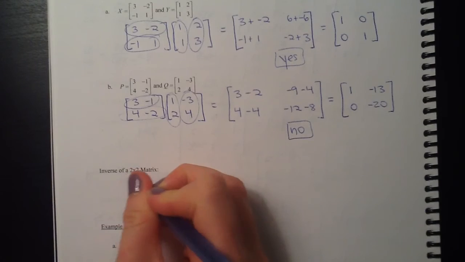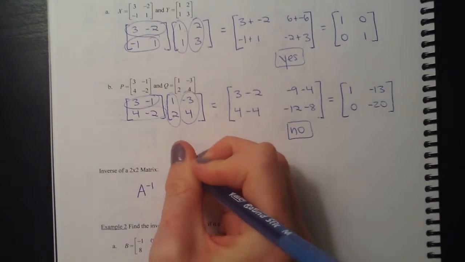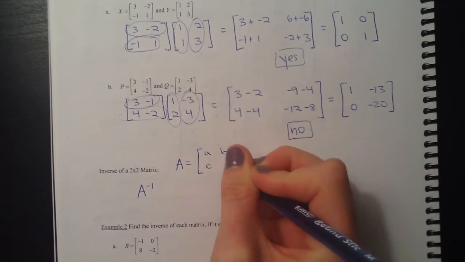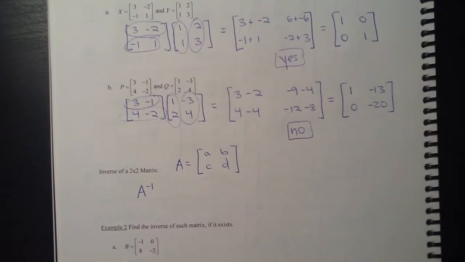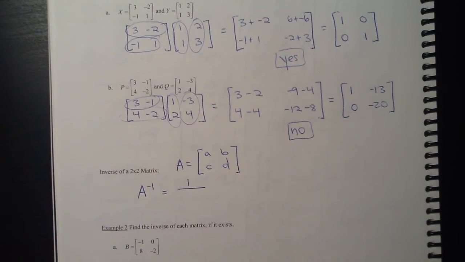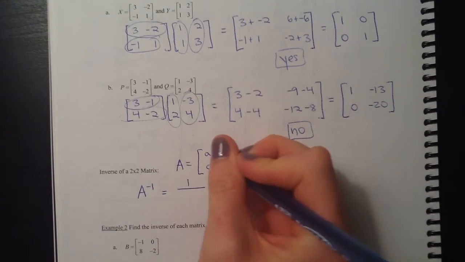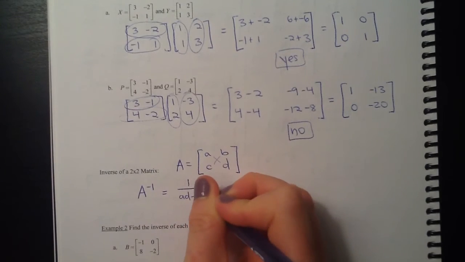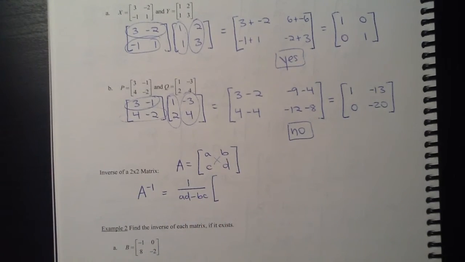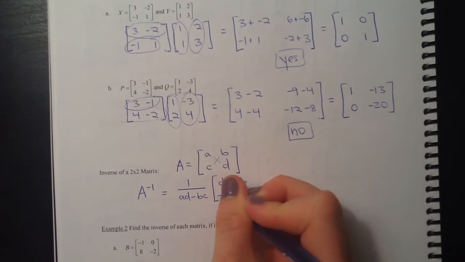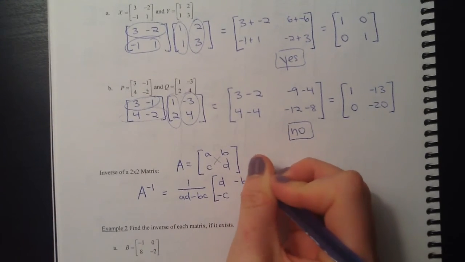So A inverse. So let's start off by writing what I mean when I write down A. So we've got A, B, C, D. So A inverse starts off like this. We do 1 over the determinant, which is A times D minus B times C. And then in here I have D, negative B, negative C, A.